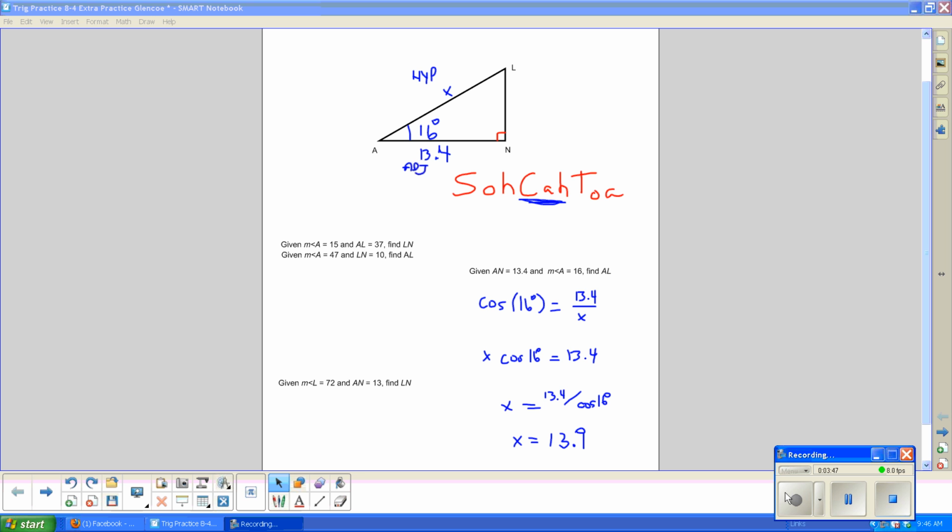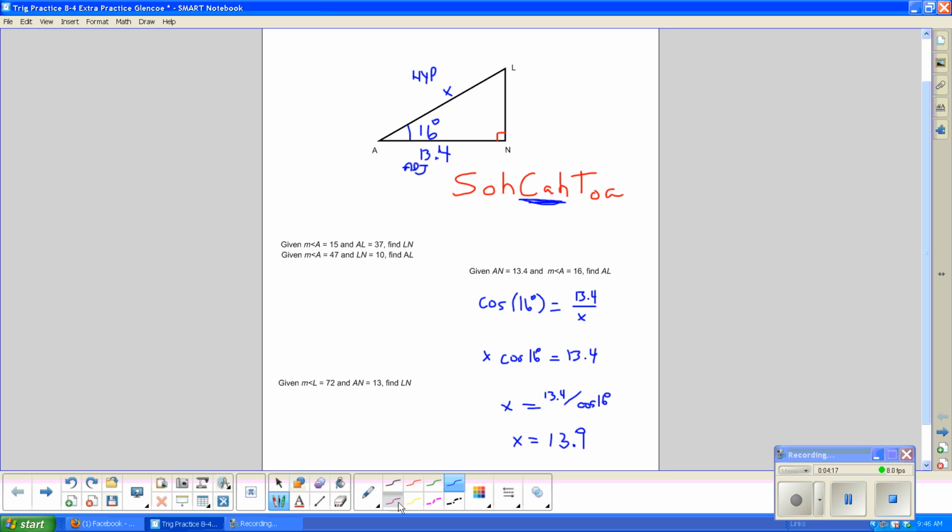Problem 3 gives the leg, then the angle, still a leg and an angle. They say angle A is 16 degrees. The leg between A and N is 13.4, and this time they want AL. And as you label the triangle seen above, you'll see that 13.4 is the adjacent, x is the hypotenuse, AL, which gives us cosine. So we set up our ratio. Cosine of 16 equals adjacent over hypotenuse, 13.4 over x.